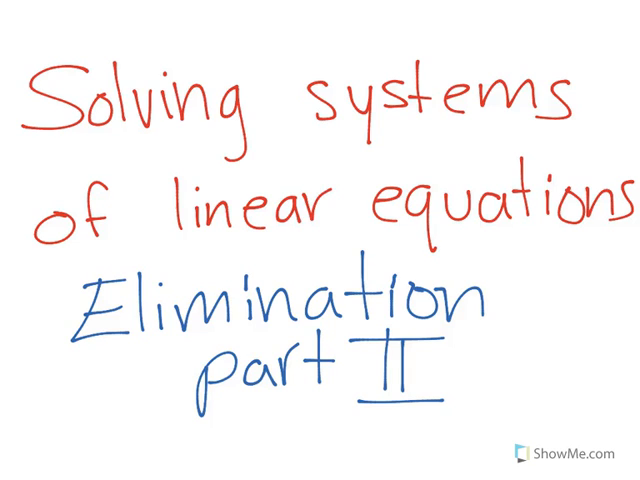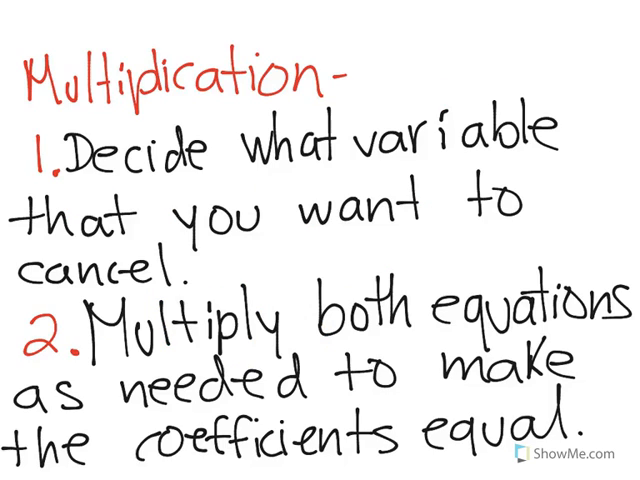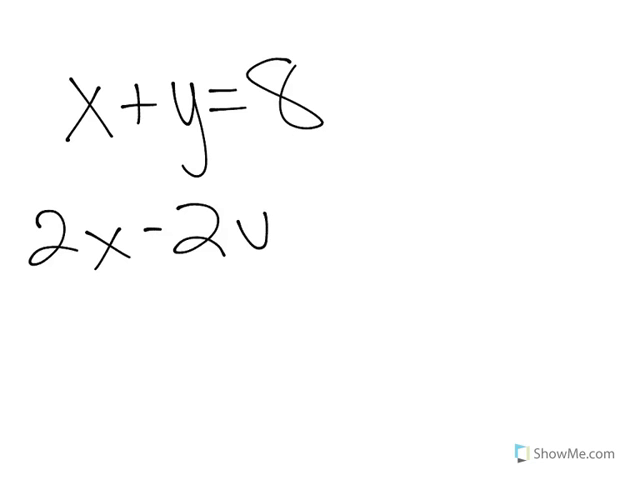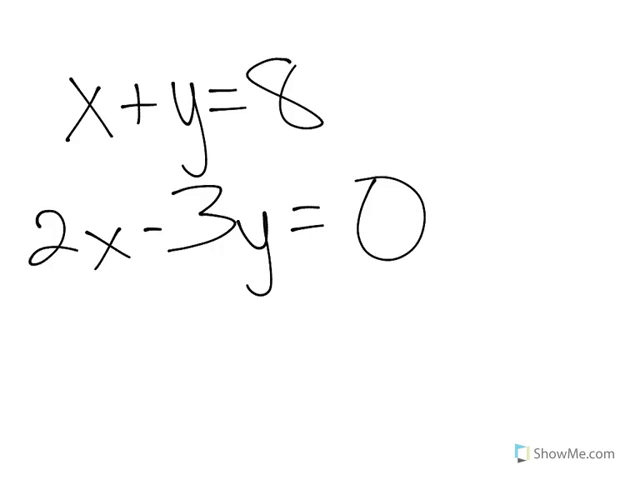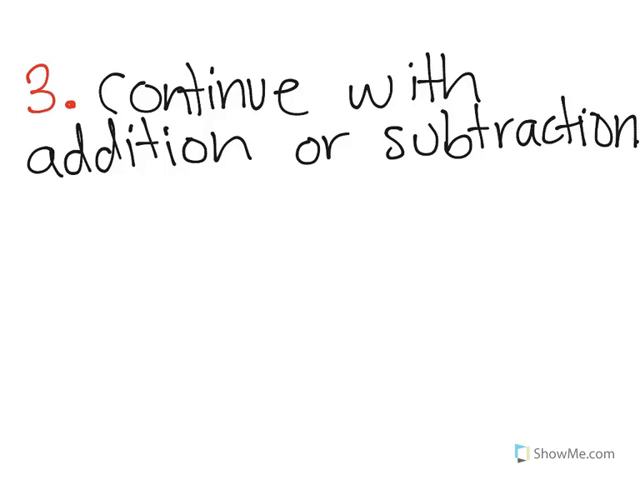Hello, today we will learn how to solve systems of linear equations using multiplication together with addition and subtraction, which we already learned. So multiplication, first you need to decide what variable you want to cancel. So for example, if we were to have these systems of equations like I mentioned before, you need to find what variable you want to cancel. So maybe this is our systems of linear equations, and maybe we want to cancel x or y. So you need to decide which one of those you want to cancel first.